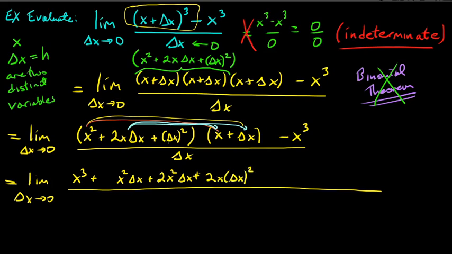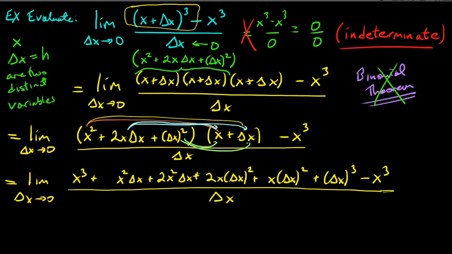And then we have the last term here, delta x squared times x. So I'll put the x in front. This is just x times delta x squared. And then finally, we have delta x squared times delta x. That's just delta x cubed. And then don't forget the minus x cubed here at the very end, all divided by delta x.